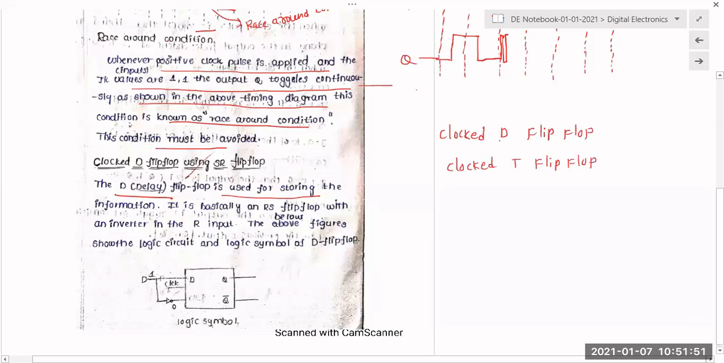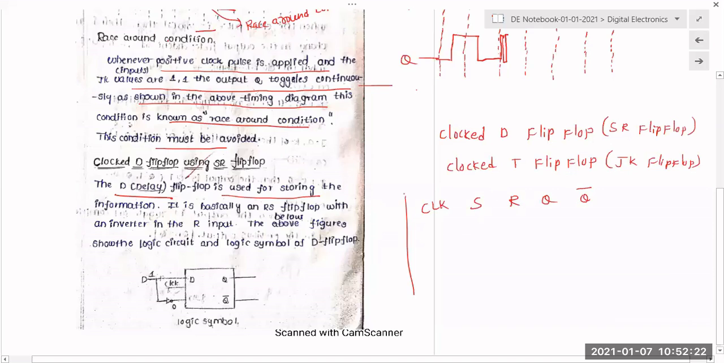Clocked D flip-flop comes from the SR flip-flop. If you do a simple modification to the SR flip-flop, then you will get this clocked D flip-flop. And if you do a simple modification to the JK flip-flop, then you will get this T flip-flop. That is why the SR flip-flop is important. If SR flip-flop is understood, remaining all are very easy. So in the SR flip-flop, whenever this clock pulse is applied, we have Q and Q prime.